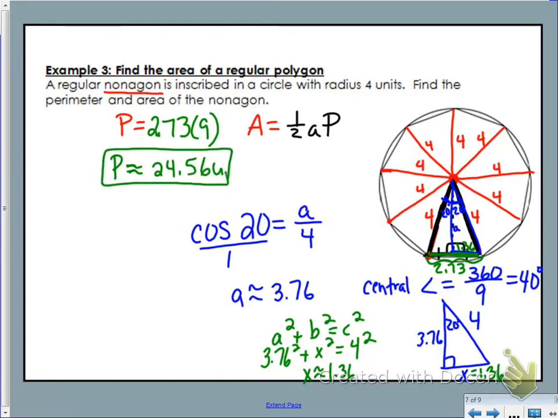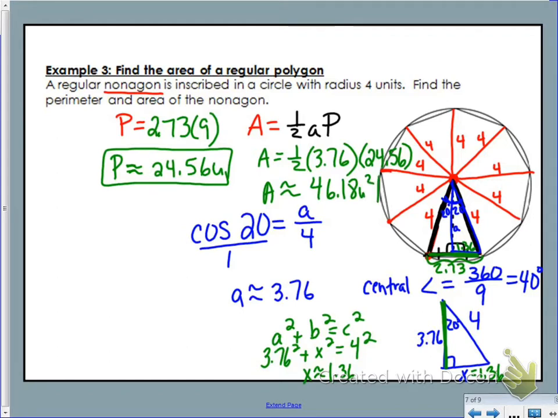Now that we have the perimeter, finding the area is pretty easy. So I'm going to say that the area is equal to half the apothem. Well, we found the apothem to be 3.76 earlier. So 3.76 times the perimeter, which we just calculated to be 24.56 units. So the total area of this shape is 46.18 units squared.